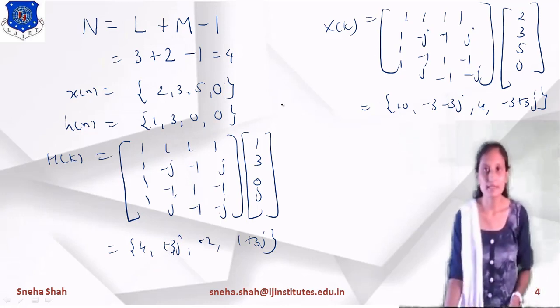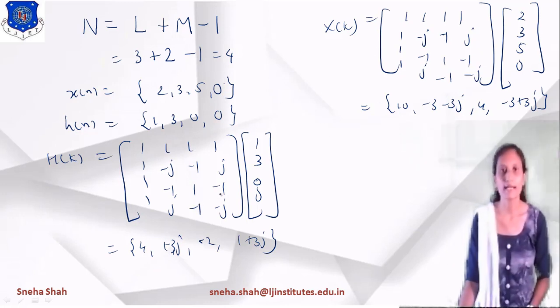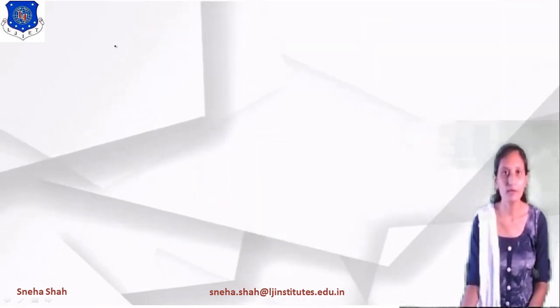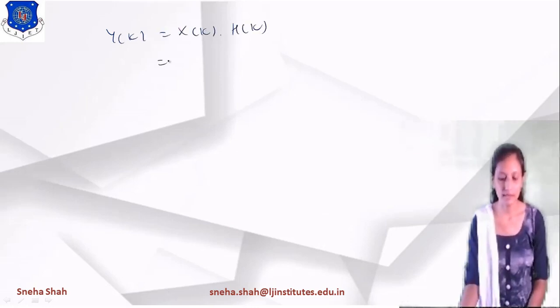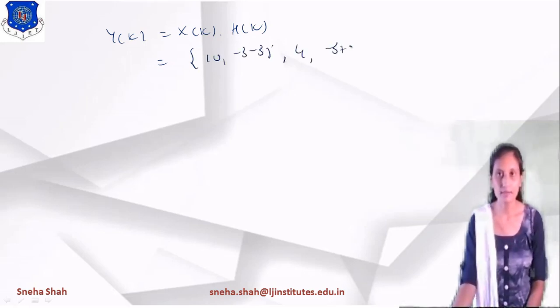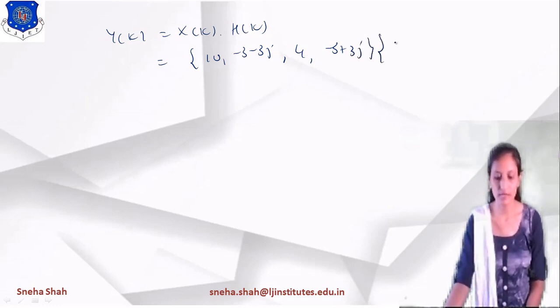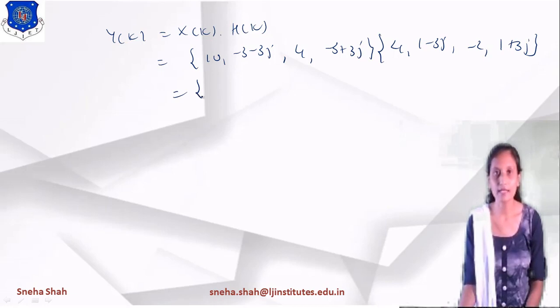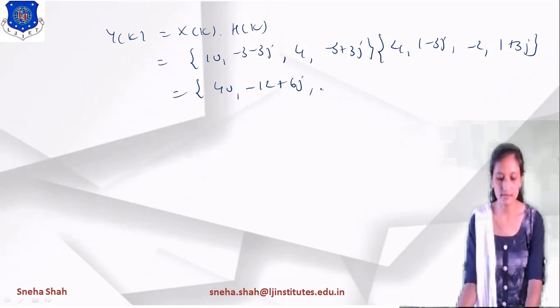Now we will multiply this x of k with h of k to give the answer y of k. So what will be the value of y of k? The value of y of k equals x of k multiplied with h of k. What is the value of x of k? Its value is 10, minus 3 minus 3j, 4, minus 3 plus 3j, right? And what is the value of h of k? Its value is 4, 1 minus 3j, minus 2, 1 plus 3j. Now if I am multiplying these two element by element, then the value will be 10 into 4, which means 40. Likewise, I find all the other terms, then the answer will be like this.